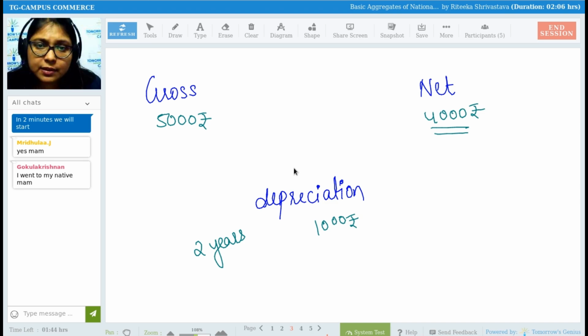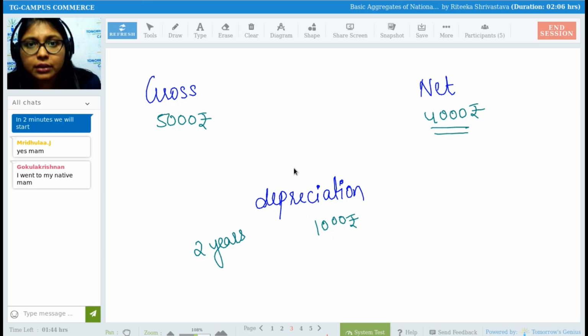Depreciation means nothing but, in very simple language, the fall of value of goods and services. So here also the same thing is happening. Gross value is the value at which you purchase the goods, and net value is the value which remains in your hands after deducting depreciation.